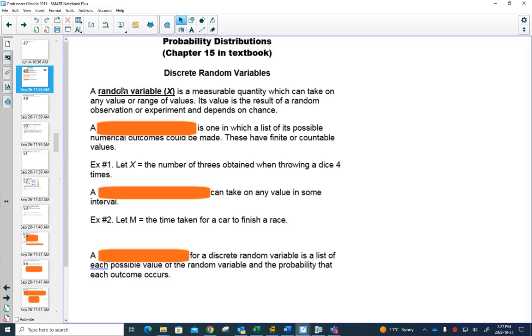Random variable. Something that can be measured, can take on any range of values. So when we flip a coin, it could be randomly heads or it could be randomly tails.